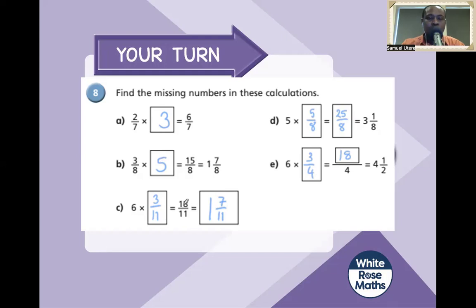Here we have 18 over 11. We know the denominator must stay the same. So to find what that number would be in the numerator, we simply do 18 divided by 6, which will be 3. And of course, you can write that as a mixed number, which you already know how to do.